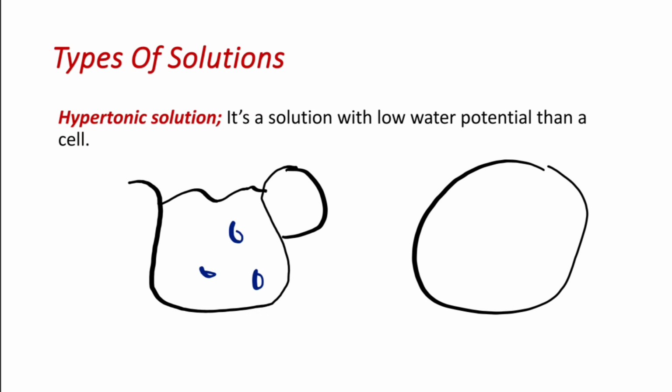And then, like I said, a solution is made up of a solvent and a solute. Keep that in mind. So let me draw a solute. In this case, our solute will be sugar. So we've got sugar there. How many molecules of sugar do we have? We've got 1, 2, 3, 4, 5, 6, 7, 8. So we've got 8 molecules of sugar, which is a solute, and 3 molecules of what? Of water. They are coming together to form a solution. So this is our hypertonic solution.